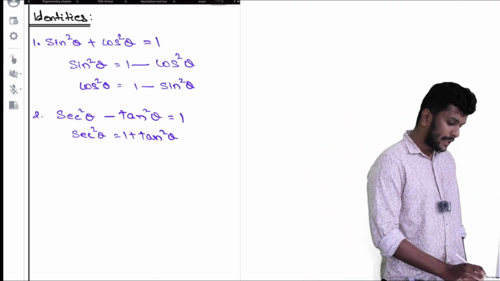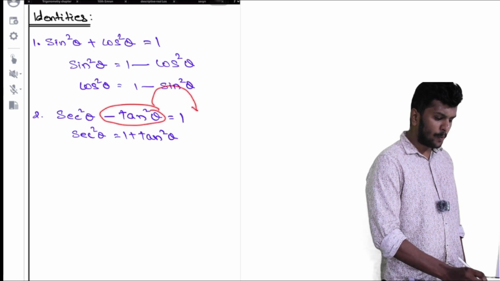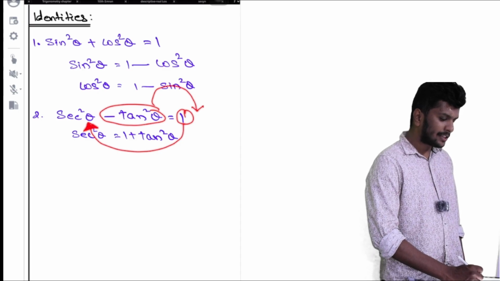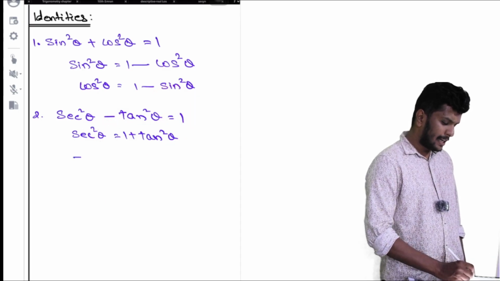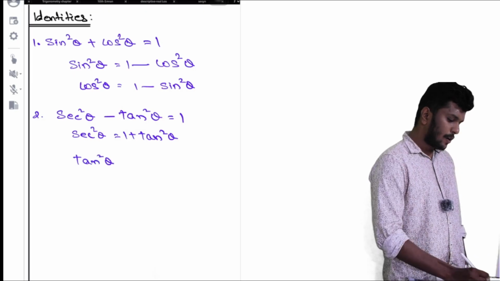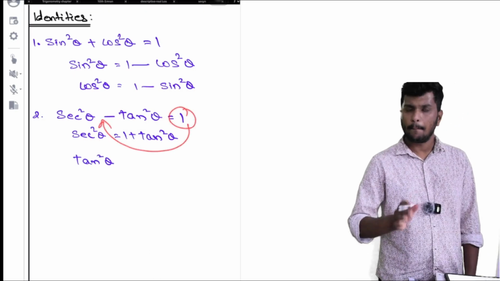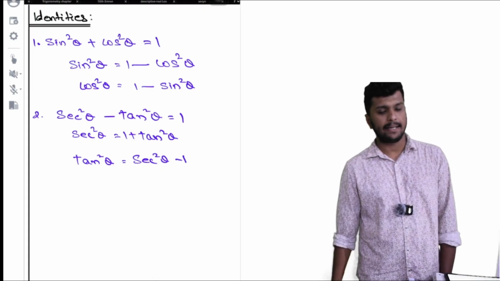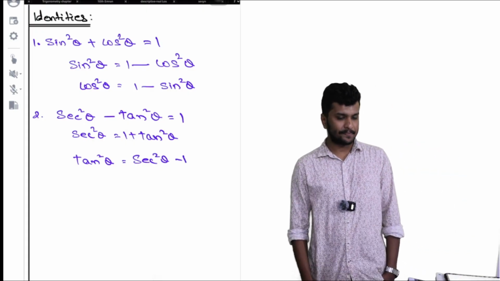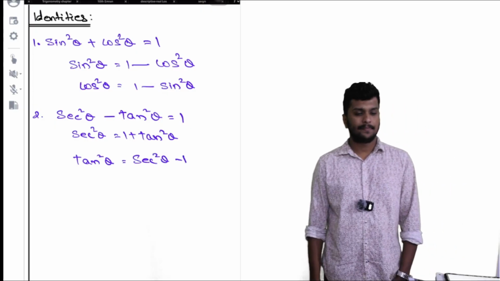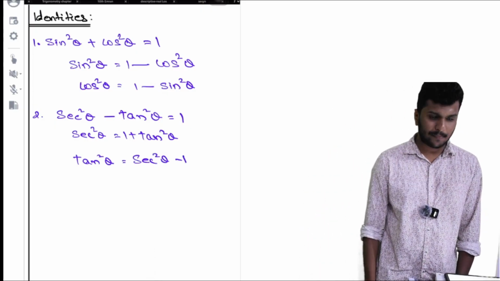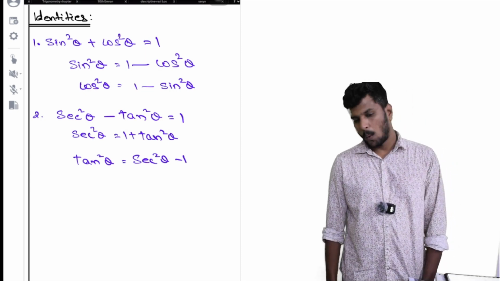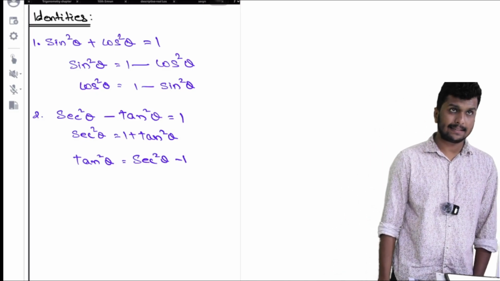So next thing what you have to do is minus tan square theta you bring towards right, 1 you bring towards left. Minus tan square theta, when you shift, what does it become? It becomes tan square theta. 1 when you transpose, what does it become? Minus 1. So it becomes sec square theta minus 1.